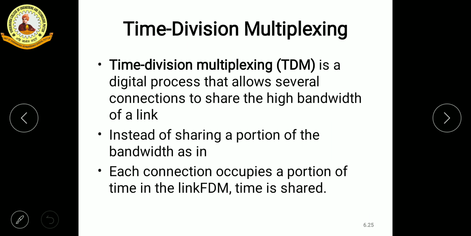In the next video, I'm going to cover time division multiplexing and its uses and its working principle and some problems on TDM. So this is all in this video.